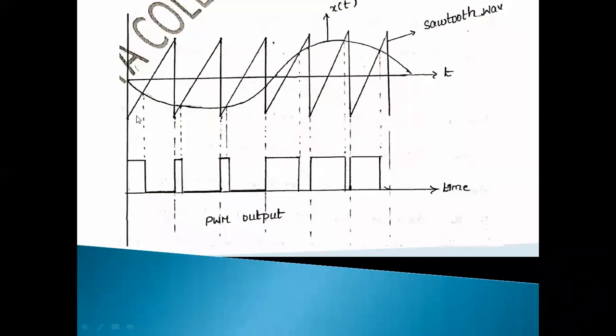Where the message signal and the sawtooth signal intersect, there the first pulse is formed. Then this is the second pulse, this is the third pulse, this is the fourth pulse, this is the fifth pulse, and this is the sixth pulse.